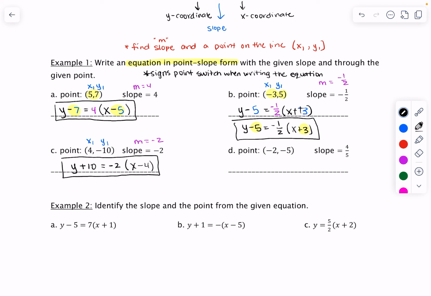Okay, and example D, -2 is my x1, -5 is my y1, and my slope is 4/5. So my equation is going to be y plus 5, change that sign, keep the slope sign the same, x plus 2, change the sign. So that's taking a point and a slope and putting it into point slope form.